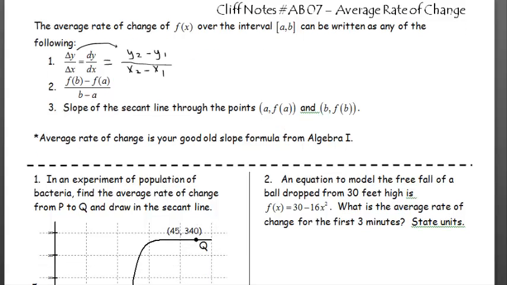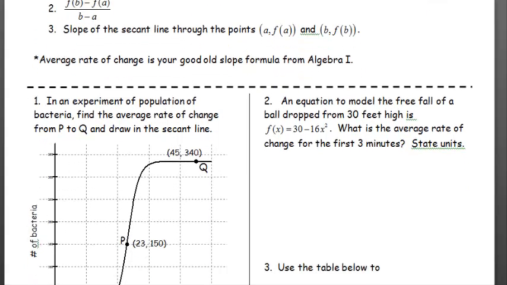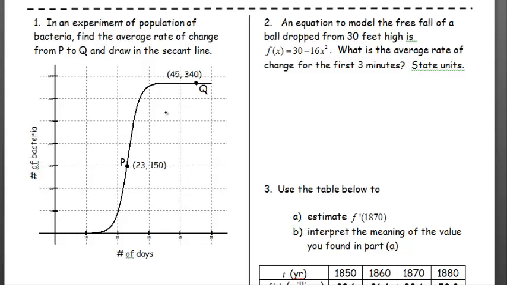All right, example 1. Okay, we have a graph of bacteria growing over days, so we want to pay attention to the axis and the scale. We have 2 points that are on this graph. We're going to find the average rate of change from P to Q and draw on the secant line.